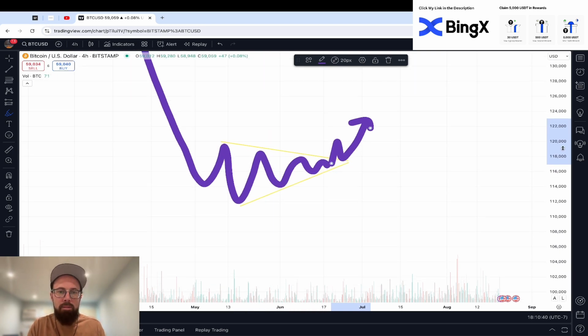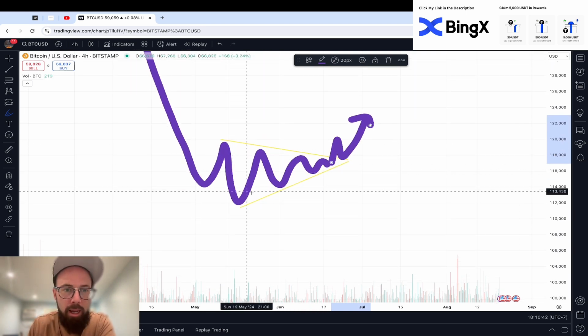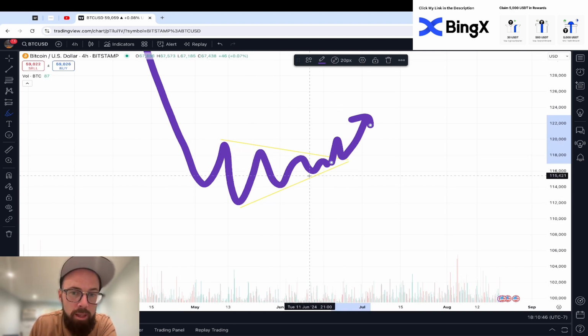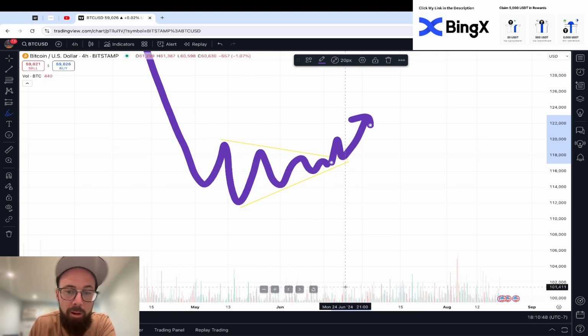So a lot of times you'll see a triangle forming at the bottom. And so you draw your resistance level, you draw your support level, you watch for the breakout on coinciding volume, and then you wait for the retest to enter, which is right there.